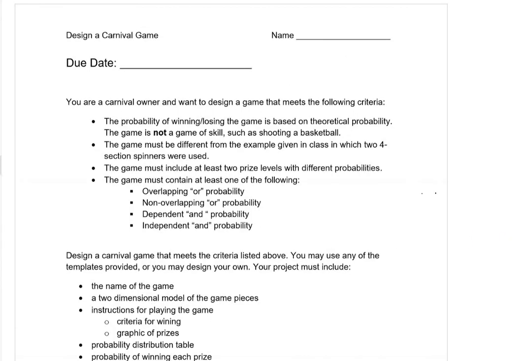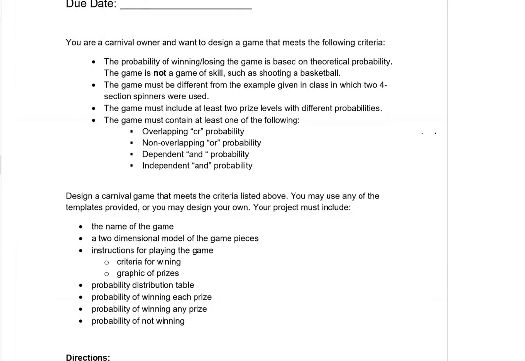Okay, we're going to read the directions for your Carnival game, and you need to be sure you check your email for the due date for the project. You're a Carnival owner and you want to design a game that meets the following criteria. The probability of winning or losing the game is based on theoretical probability. The game is not a game of skill such as shooting a basketball. This is a game of chance, not a game of skill. So you can't shoot a basketball or throw darts or any of that type of thing.